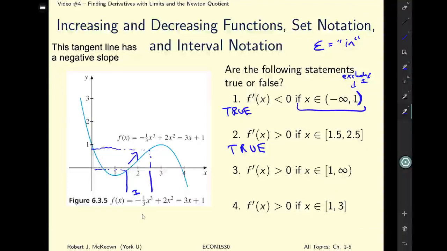On this interval, where x is greater than 1.5 and less than 2.5, y, or f of x, is increasing. f of x is increasing. So it's true.